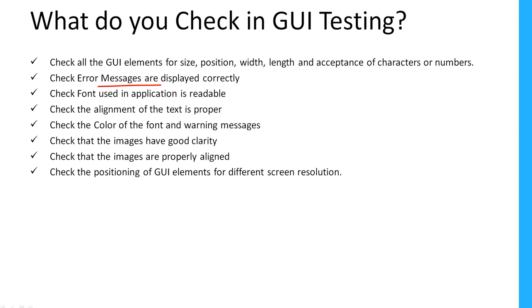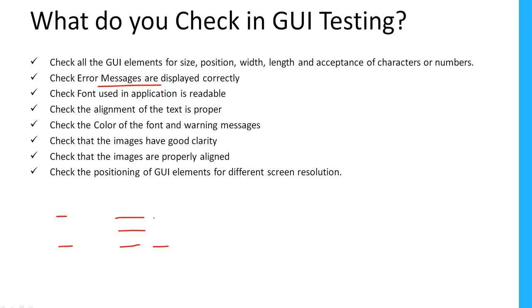And then check the alignment of the text is proper or not. So suppose when I write some label or text in a UI, if it is not properly aligned or not placed in the exact place as per the requirement, and whichever place they have informed to place that particular text, it is not placed at that place. So these are all conflicts, we need to verify them.